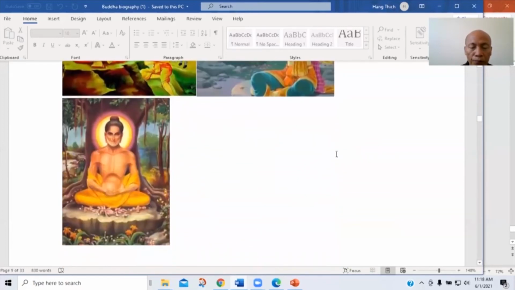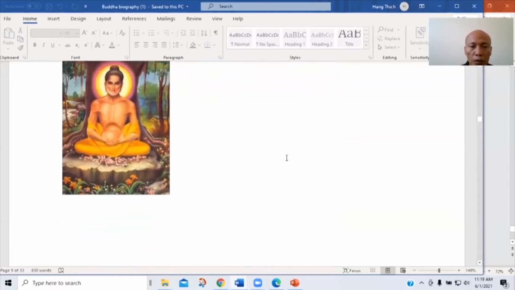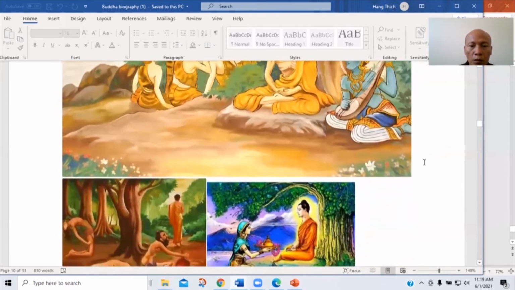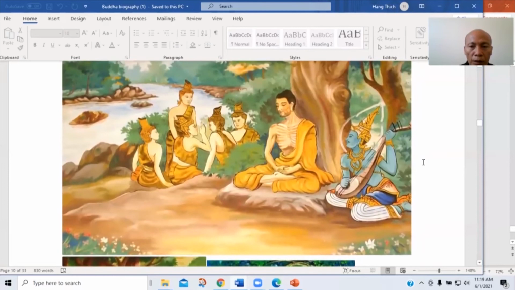And so later on he decided to practice self-mortification, that means self-torture, for 6 years. This image illustrates that he fasted for many days without eating much, and he had 5 companions from his country to follow him. Somehow later on he recognized that he needed to go to the middle path.